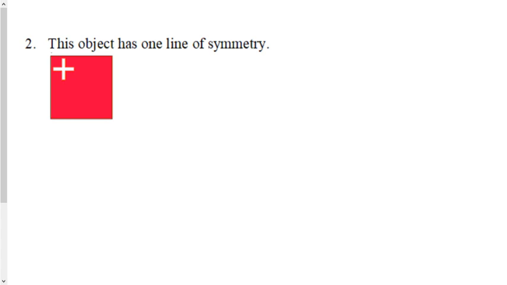Question 2, this object has 1 line of symmetry. The answer is true. Because it's a square, and because that plus sign is located there, it does have 1 line of oblique symmetry. And all you needed to do to prove it was just draw that line there, or write true, it has oblique symmetry, 1 line.